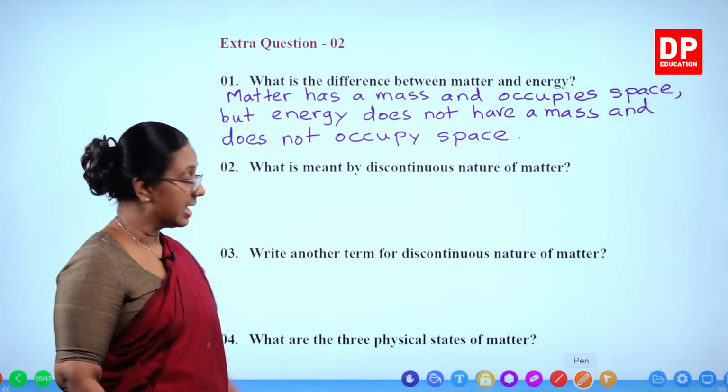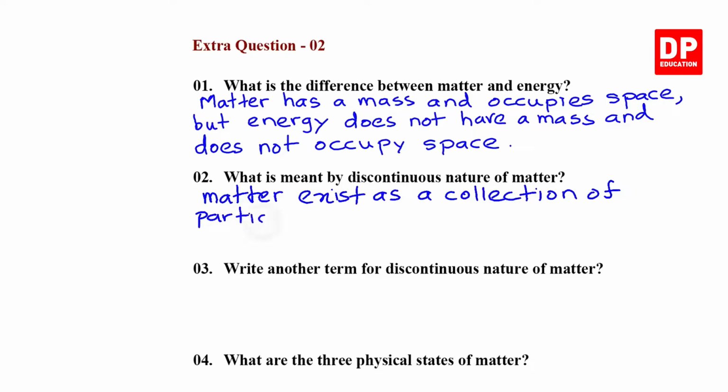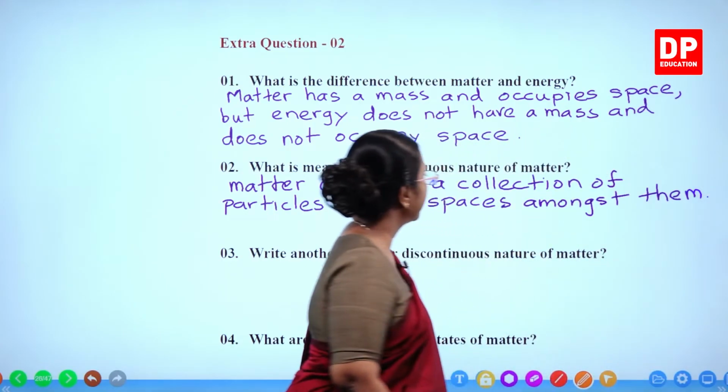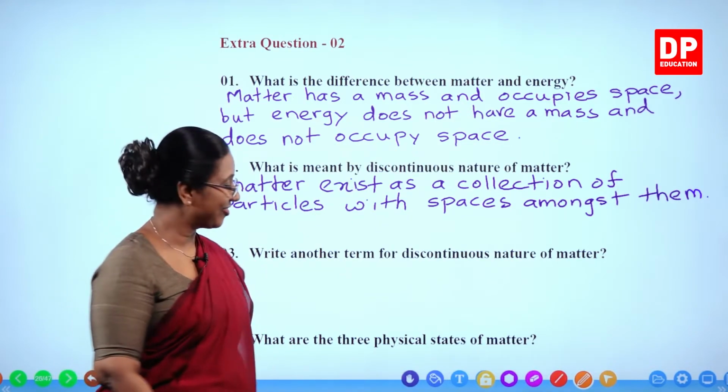So we can write the answer as matter exists as a collection of particles with spaces amongst them. So that is what we say as discontinuous nature of matter or particulate nature of matter.